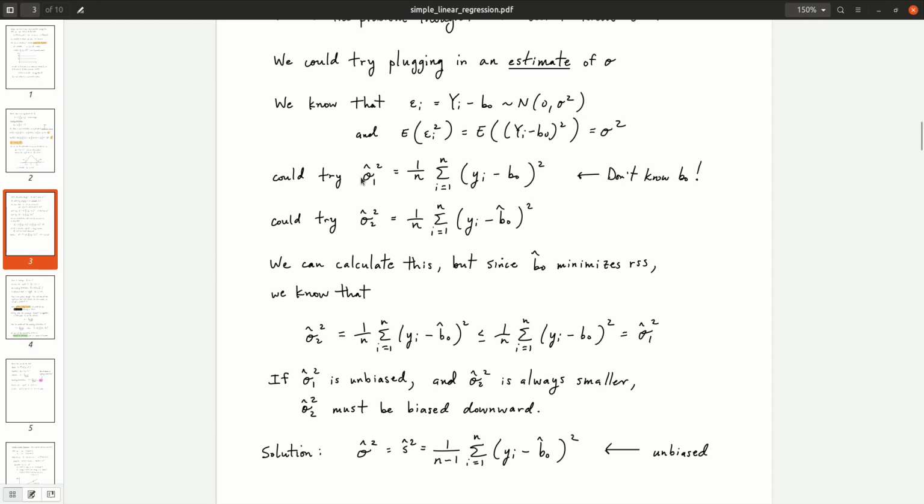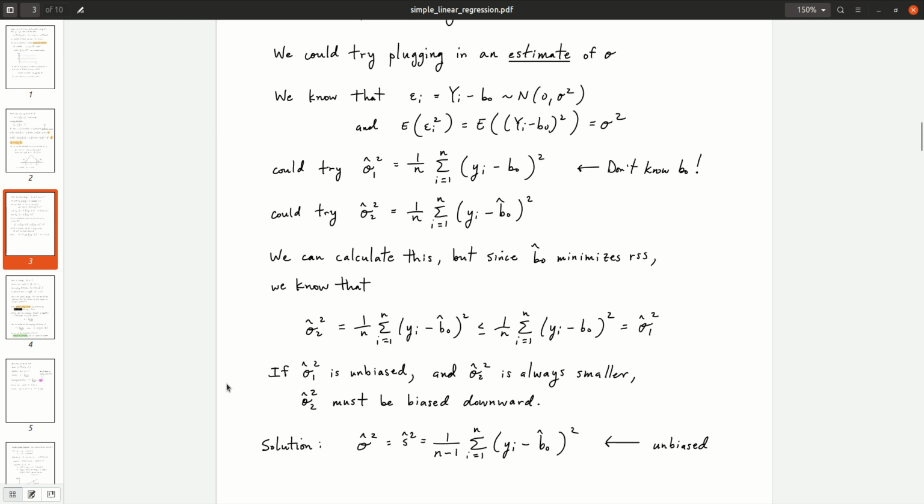But we also know that this estimate is going to give an estimator that's unbiased. So here's something we can calculate, but we know it's going to be smaller than the unbiased estimator, which means that it's going to be biased downwards. This estimate is biased to be too small precisely because B0 hat is the value that minimizes this quantity. It's the fact that we're minimizing it that makes it smaller than it should be if we plugged in the true value of the parameter.